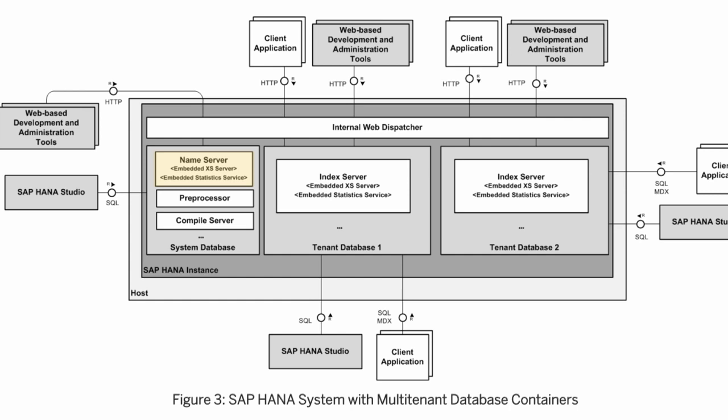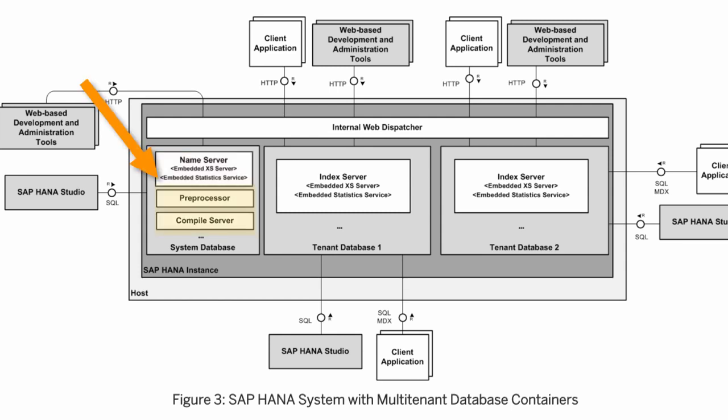Unlike the name server in a single container system, the name server of the system database in a multiple container system does not own topology information, that is, information about the location of tables and table partitions in databases. We talked about this in the architecture overview video as well. Database-related topology information is stored in the relevant tenant database catalog.